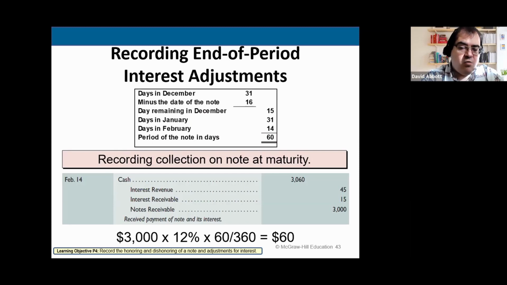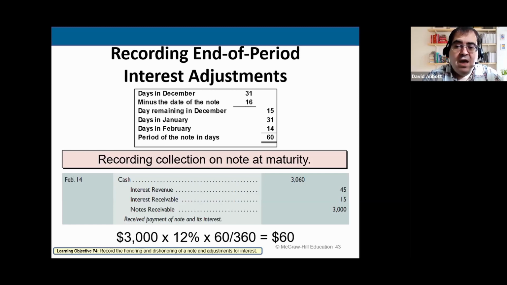The $15 credit to the interest receivable on February the 14th reflects the collection of the interest accrued from the December 31st adjusting entry. The $45 interest earned reflects TechCom's revenue from holding the note from January the 1st to February the 14th in that current period.